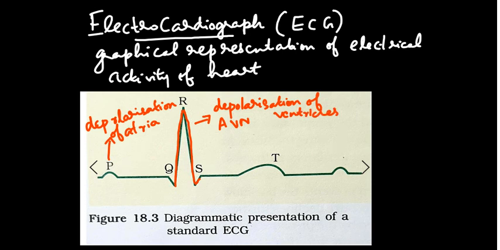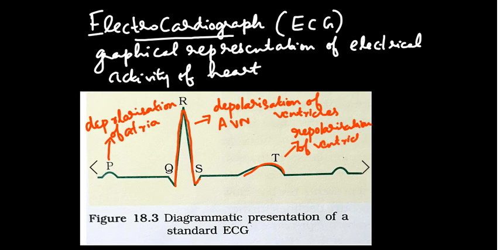And the last is the T wave. This wave stands for the ventricular relaxation, or the last step, that is ventricular diastole. So whenever there is a diastole, it's called repolarization. Repolarization of ventricles.